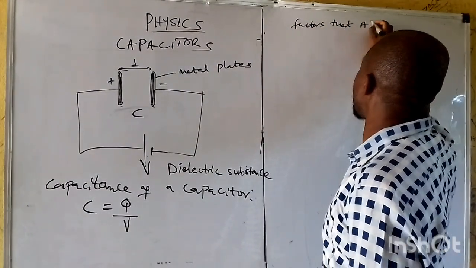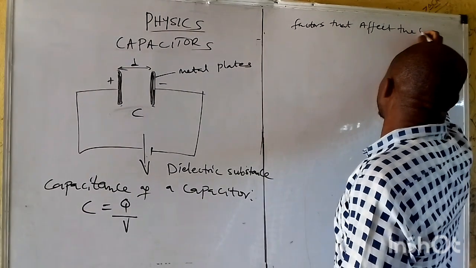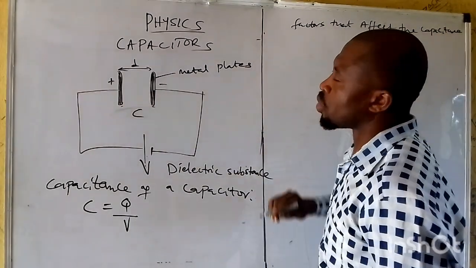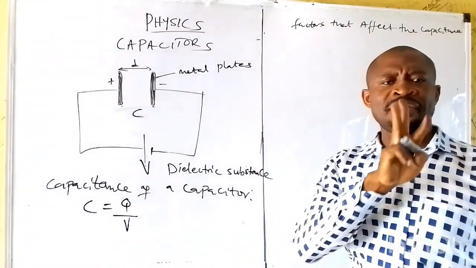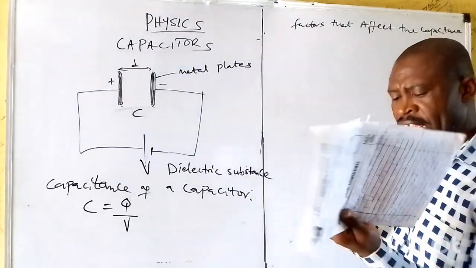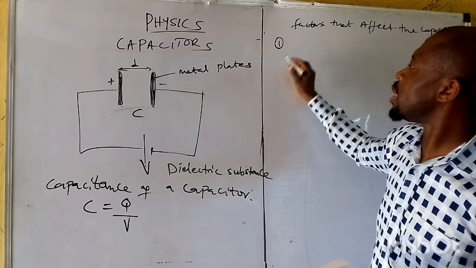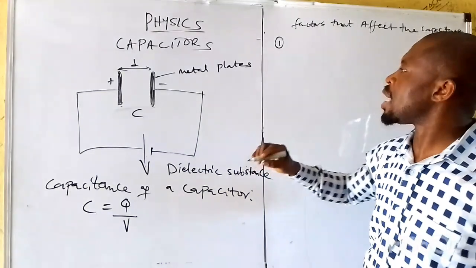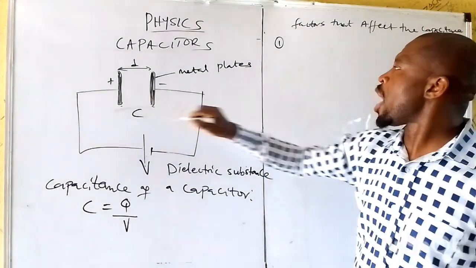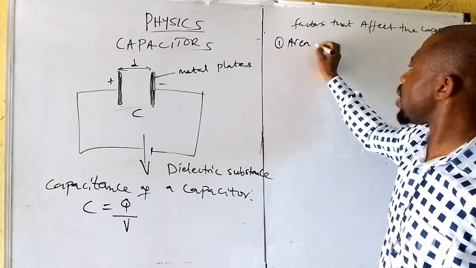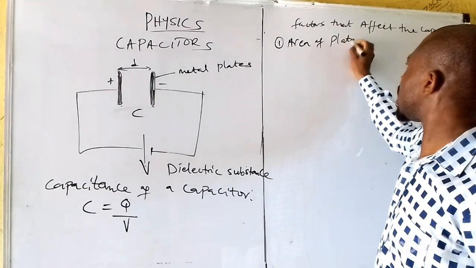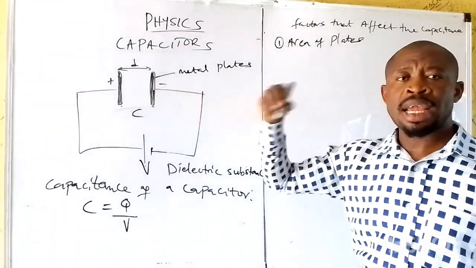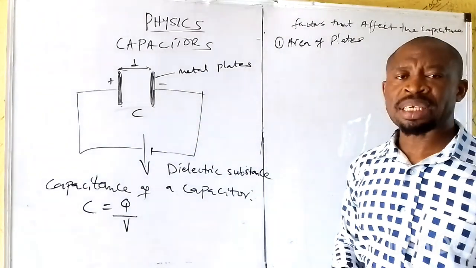Having said that, we can now discuss the factors that affect the capacitance of a capacitor. There are basically three factors. The first one is the thickness, or area of plates. Area of plates affects it too. And of course, the thicker the plate, the more the capacitance.